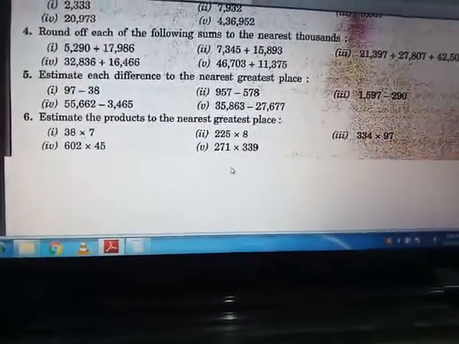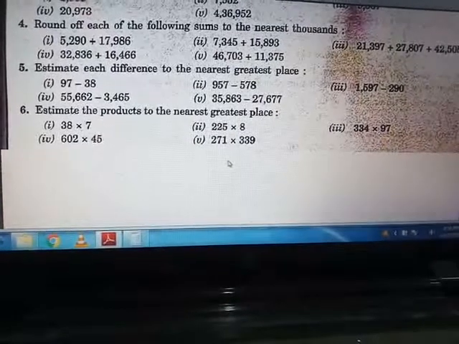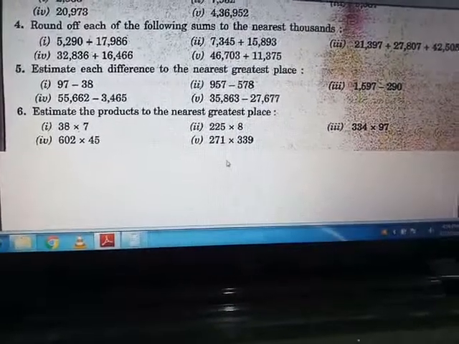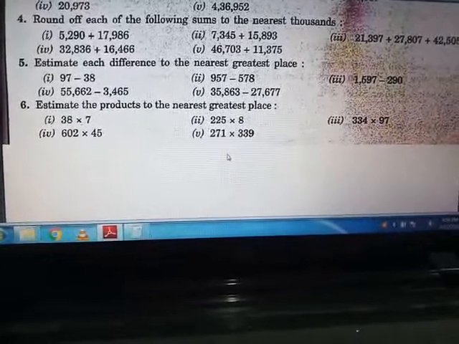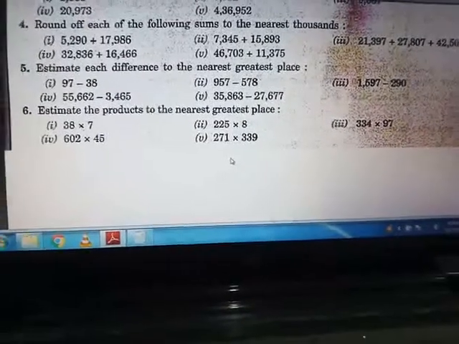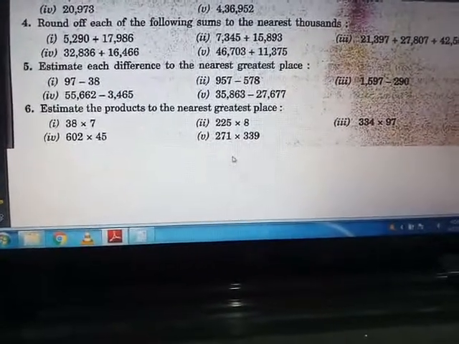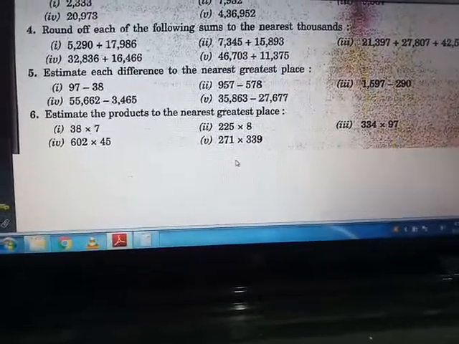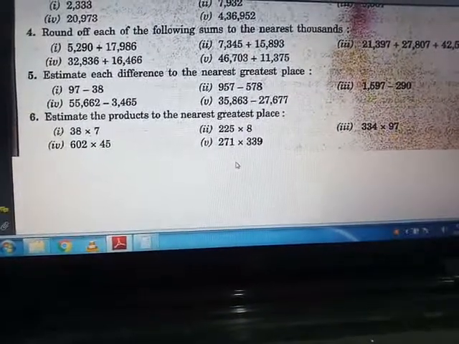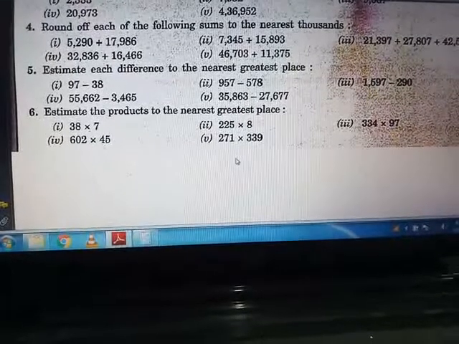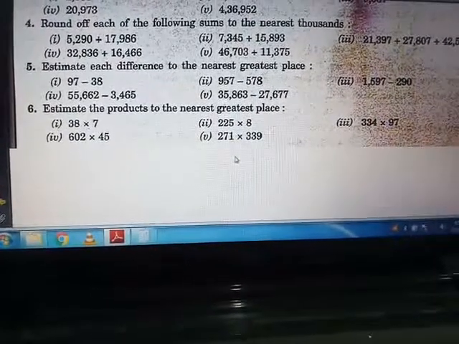Your question number 6 is: estimate the product to the nearest greatest place. What you have to do is first multiply the digits, then the value which will be your answer, you have to round to the nearest greatest place.